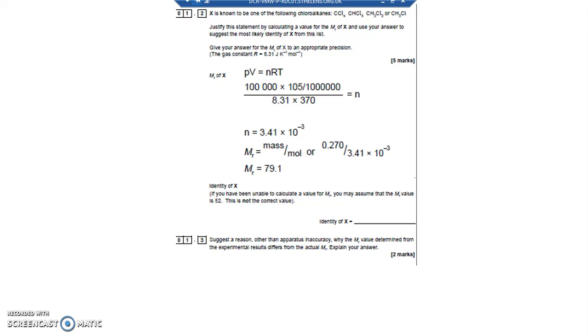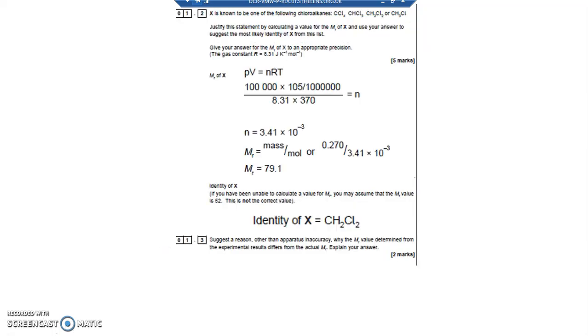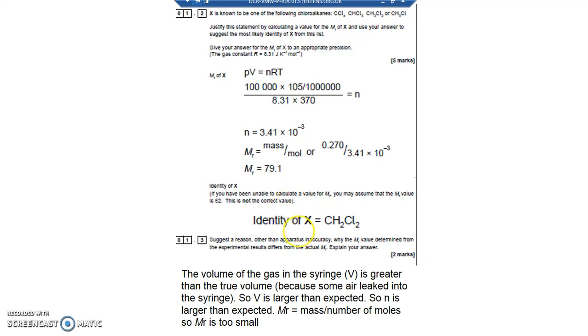Suggest a reason other than apparatus inaccuracy why the MR value determined from the experimental results differs from the actual MR. Explain your answer. This is for 2 marks. So what could have happened? When we've injected the X into the gas syringe, the syringe might already have a little bit of gas in there. Maybe it's not completely empty, so maybe you've got some air in there as well. So maybe your volume is bigger than expected. The gas in the syringe contains X, but probably contains a small amount of air that's already in the syringe or in the end of the syringe. So V is larger than expected because it's got a little bit of air in there.